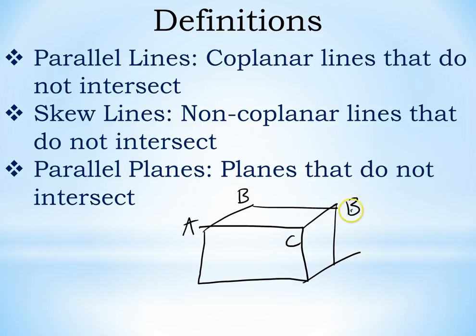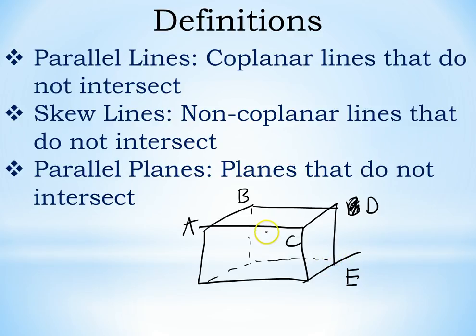so AB would be parallel to CD. They both will never intersect, but they're both in the top plane. Whereas AB is skew to DE, because they will definitely not intersect, but AB is considered in the top plane or the left side of the box. DE would be considered the back plane or the right side of the box. So they're not in the same plane at all.